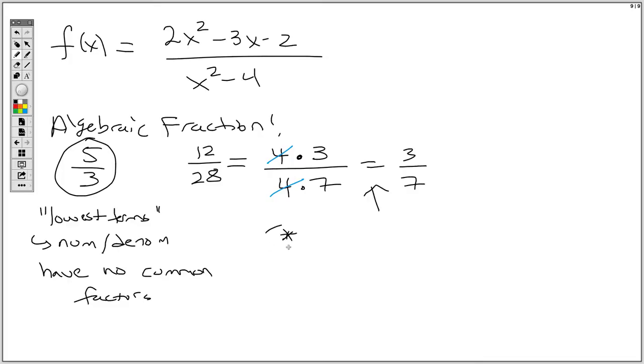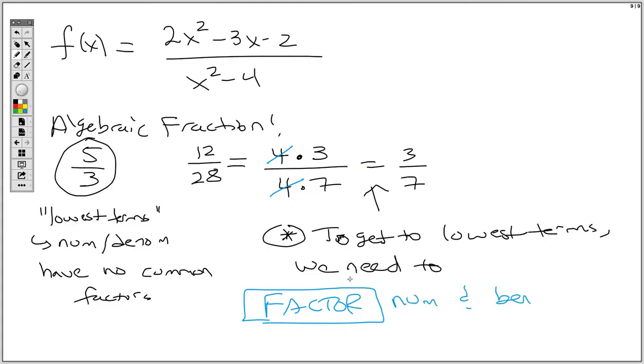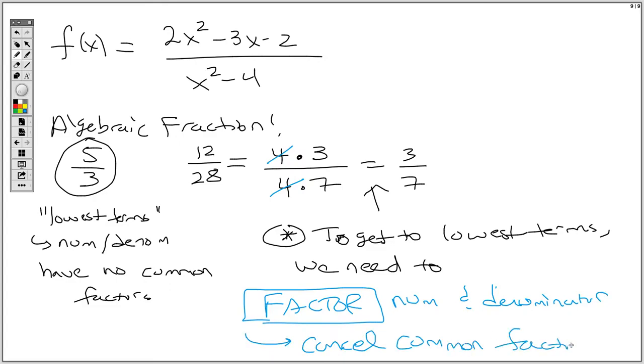Okay? And so to get to lowest terms, we need to factor numerator and denominator. And then we cancel out common factors. Okay? That's how you reduce a fraction, whether it be a numerical fraction or an algebraic fraction. Now, we just spent an entire chapter, chapter 2, talking about factoring polynomials. So that's going to pay dividends here.